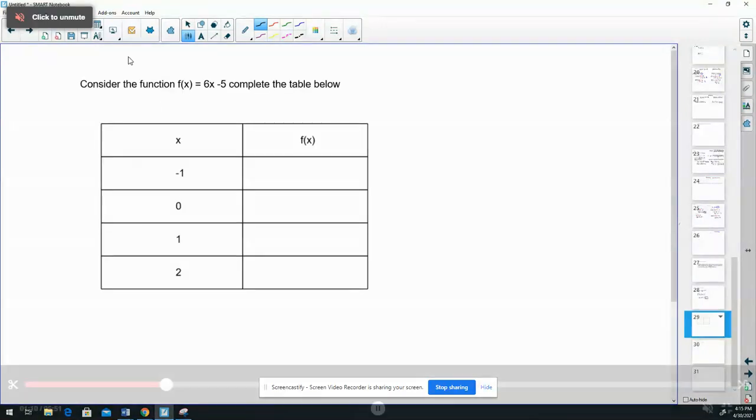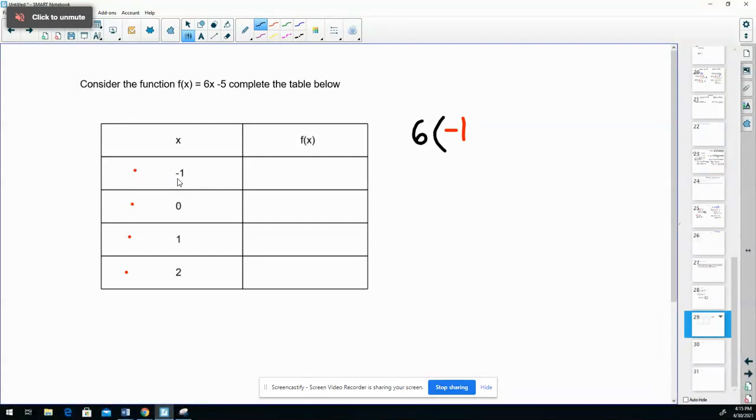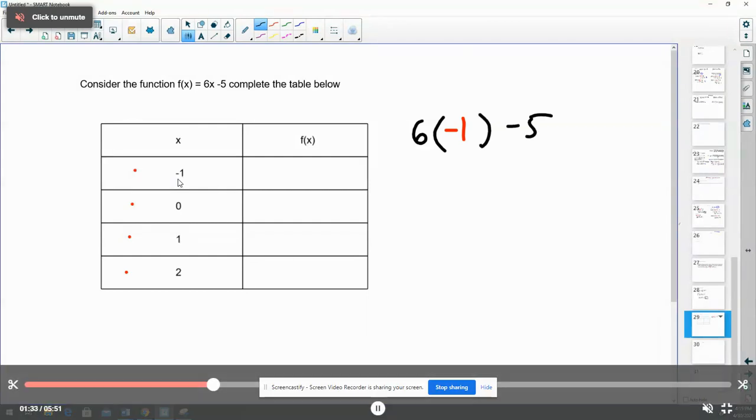All right, up next, we have a table. So we have the function f of x equals 6x minus 5, and we're given values of x to plug in. So all we're doing is we're plugging -1 in, then 0, then 1, then 2. So it's like the same thing, just 4 times. So we have 6, I'm going to plug in -1 first, minus 5. 6 times -1 is -6, minus 5. Remember, two negatives we're going to add. So that will be -11.